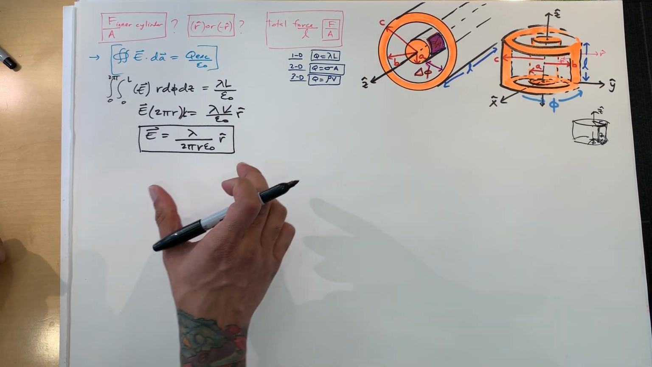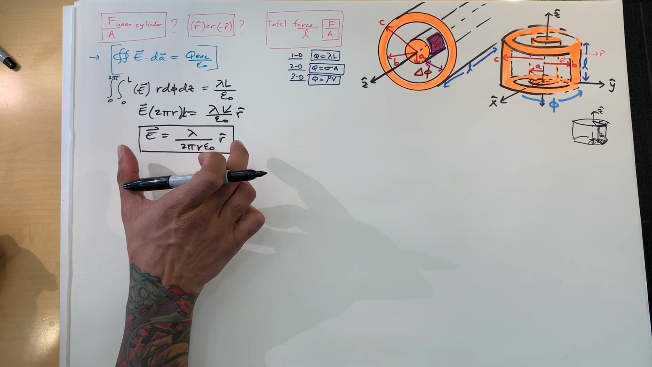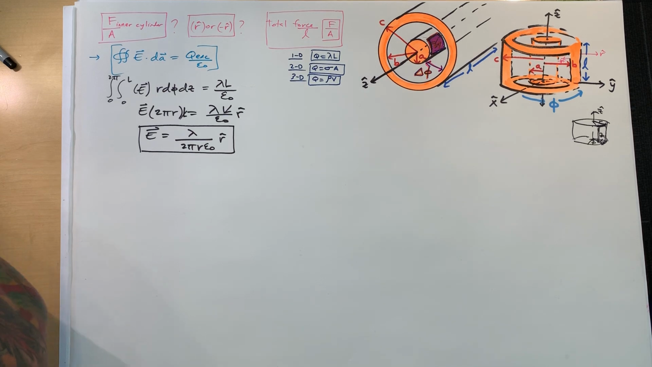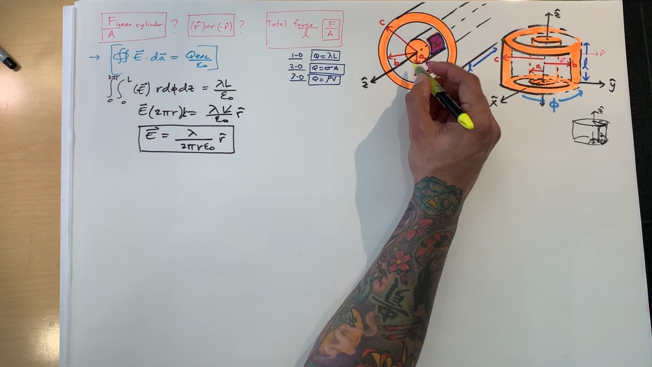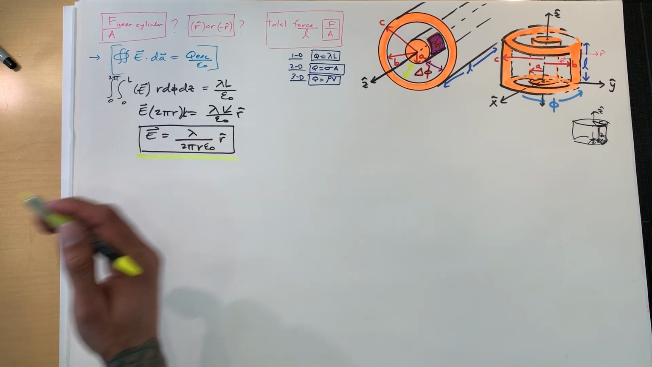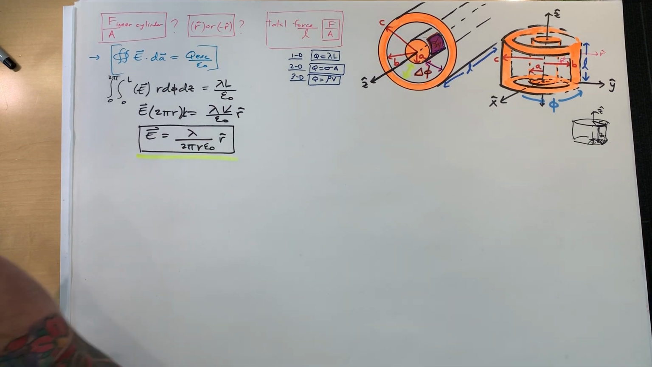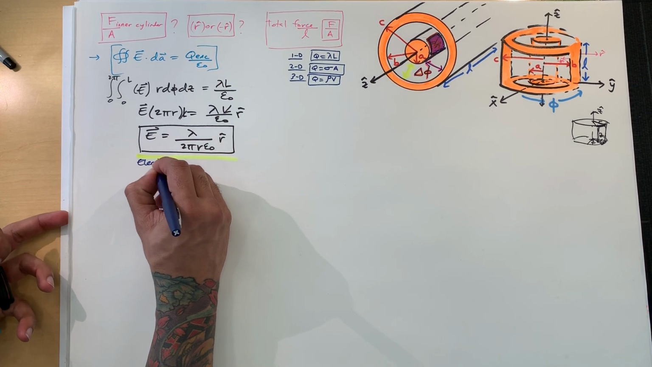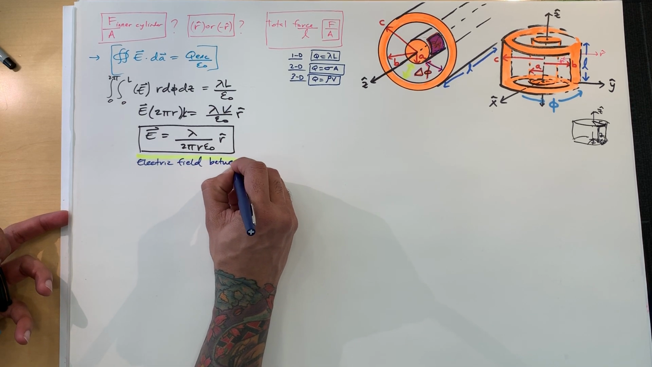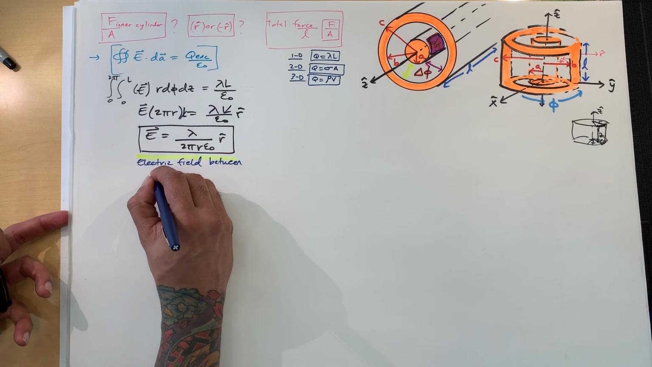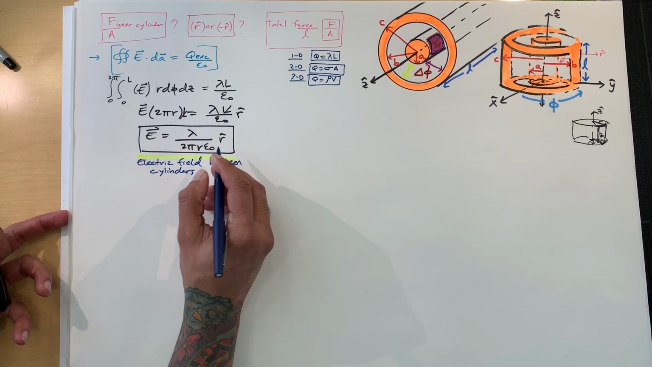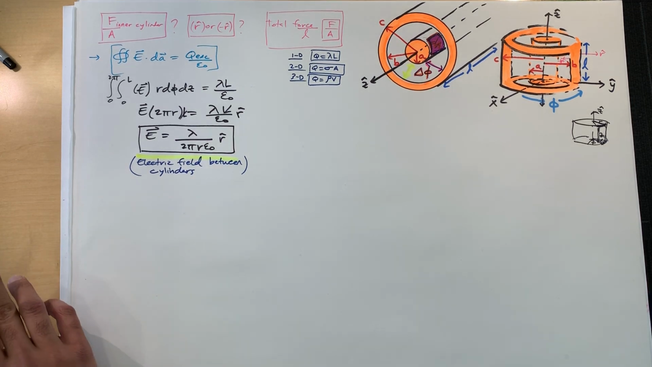All right, so this is the electric field between the cylinders. That's this area here. Let me use a little highlighter. So this area here is what we just found, and let's label that. So this is the electric field between the cylinders. Okay, so we have that.